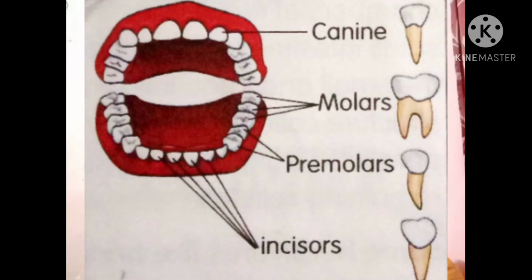Permanent teeth are of 4 types according to their structure and function. Incisors: function is biting and cutting, 8 in the mouth. Then canines: piercing and tearing, 4 in our mouth. Premolars: grinding and chewing, 8 in our mouth. Molars: grinding and chewing, 12 in our mouth. Now this was the types of teeth.